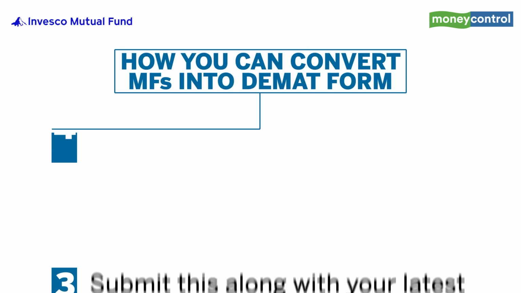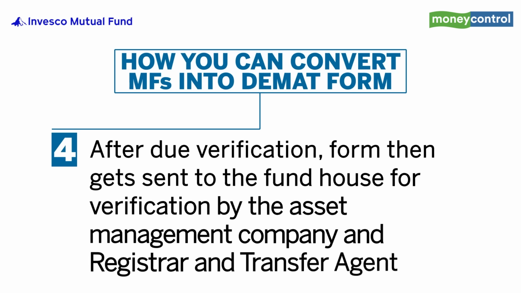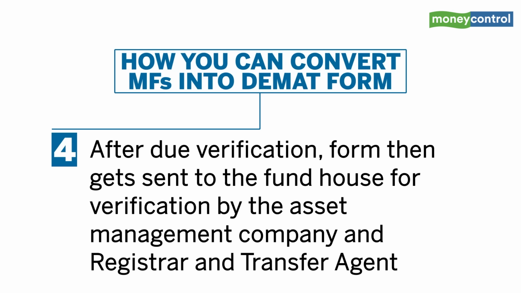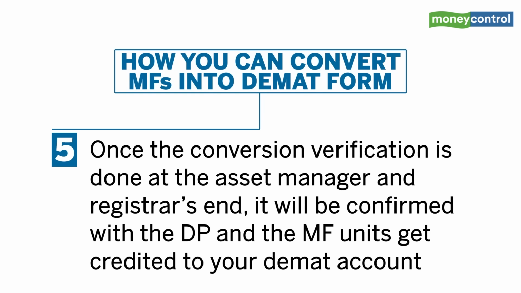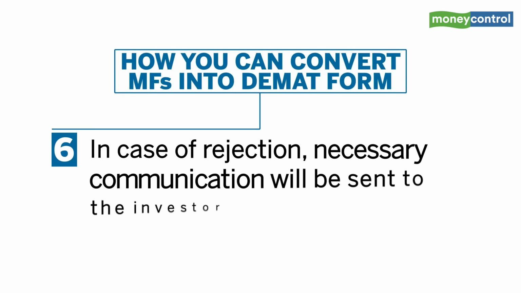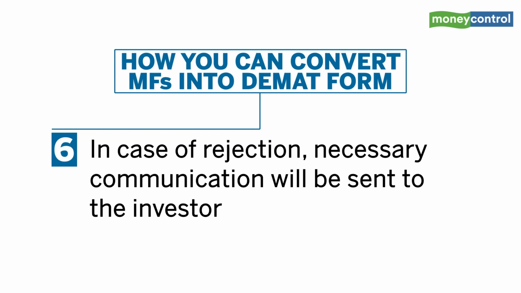After due verification, the form then gets sent to the mutual fund house for verification by the asset management company and the registrar and transfer agent like CAMS or K-Fintech. Once the conversion verification is done at the asset manager and the registrar's end, it will be confirmed with the DP and the mutual fund units get credited to your Demat account. In case of rejection, necessary communication will be sent to the investor. Even for systematic investment plans, SIPs, you can choose to go through the Demat route.